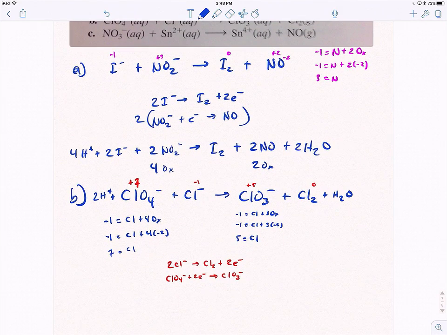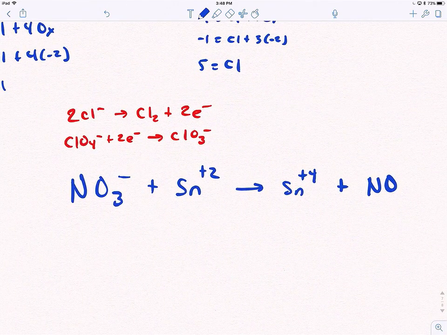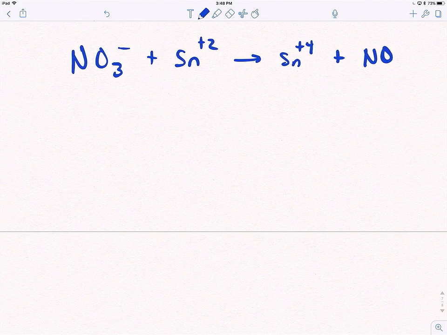Okay, nitrate and tin. Let's see if I can get closer. All right, same thing. Tins are easy.